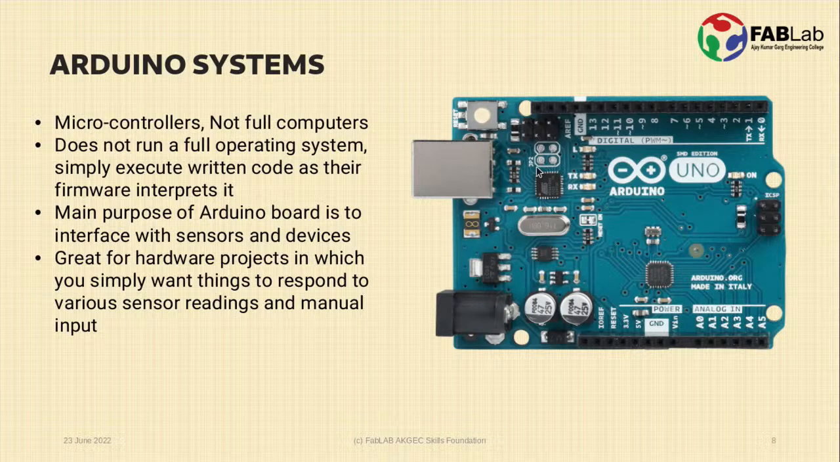The main purpose of Arduino is to interface sensors and devices with this microcontroller, so that we can get data from sensors, or on the basis of that data we can actuate certain devices like DC motors, servo motors, solenoid relays, or valves, etc. It is great for hardware projects in which we simply want things to respond to various sensor readings and manual inputs. This is the Arduino Uno board. It is good for beginners, it is good for hobbies, but certainly it is not the end for engineers.